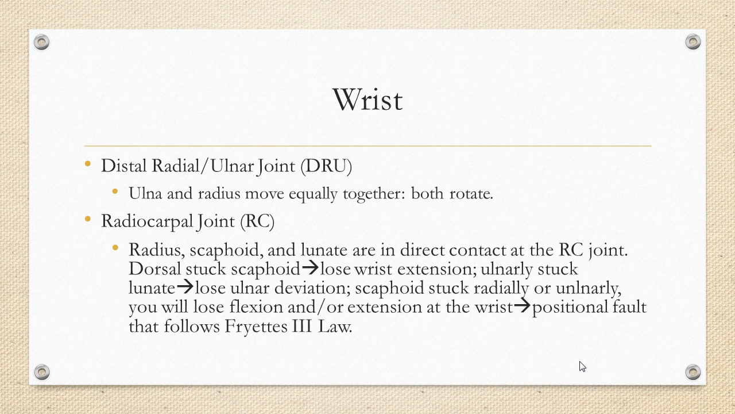So again, another reason to look down at the wrist if we're seeing elbow pain, to make sure that the scaphoid is moving correctly. If there's an ulnarly stuck lunate, you're going to lose ulnar deviation. If the scaphoid is stuck radially or ulnarly, you're going to lose flexion or extension at the wrist. So again, very important to address the specific carpal bones and to learn the assessment of the bones of the carpals, to make sure that joints are moving correctly, or more importantly, that they're positioned correctly so that they're not preventing motion.